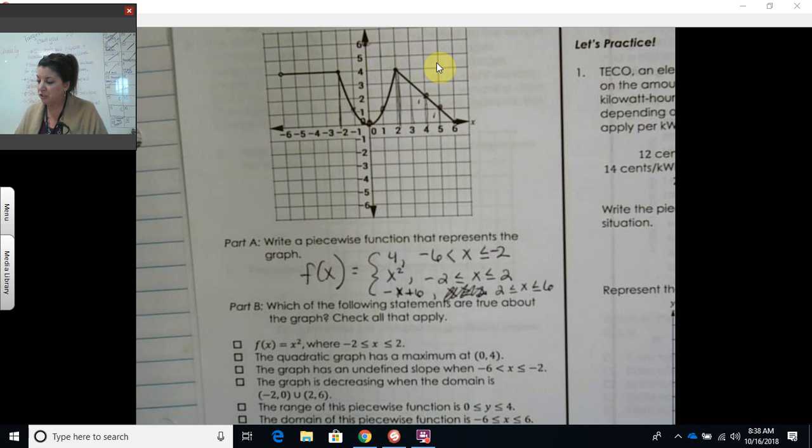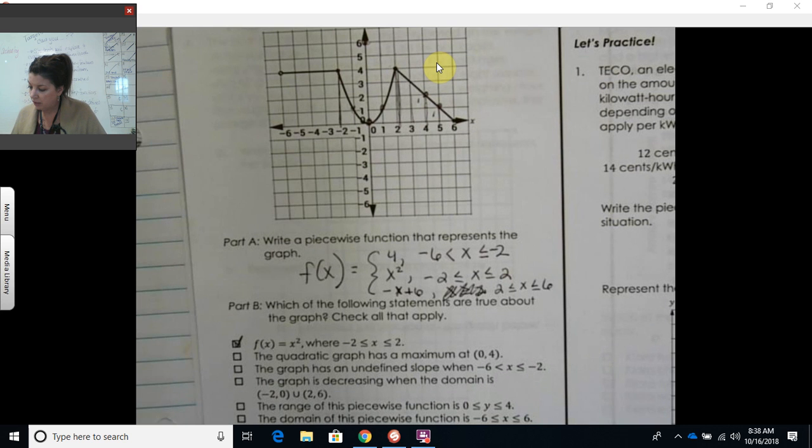Part B, which of the following statements are true about the graph? Check all that apply. F of x equals x squared, where -2 is less than or equal to x is less than or equal to 2. Is that true? Yeah, we even wrote that as part of the function, right? So we would check that box. How about the quadratic graph has a maximum at 0, 4? Nope. The graph has an undefined slope when x is between -6 and -2.